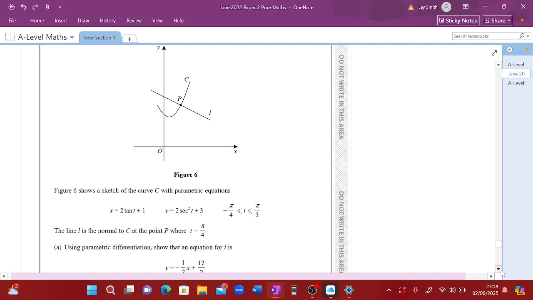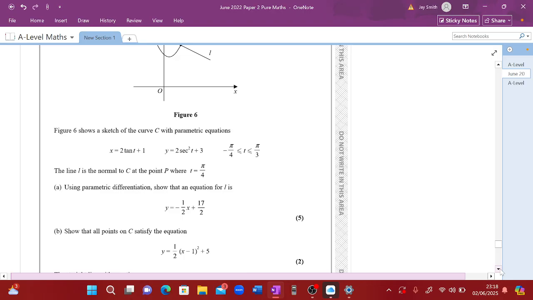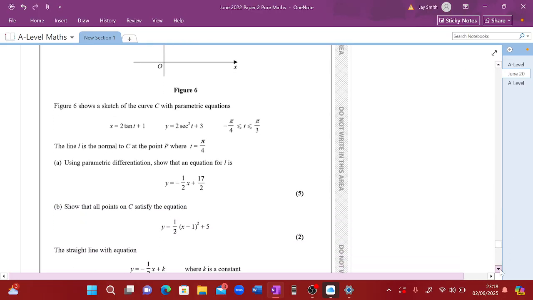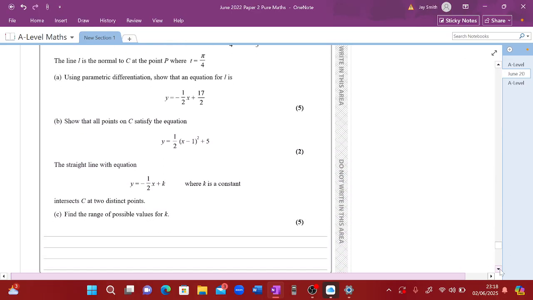So we are given this figure here with a parametric equation: x is 2 tan t plus 1, y is 2 sec squared t plus 3. The line L, which is drawn up here as well, is normal to the curve at this point P when t is pi/4. So we need to find an equation for L via parametric differentiation. By differentiation, obviously it's going to do with gradients.